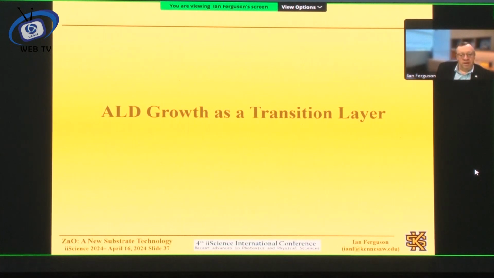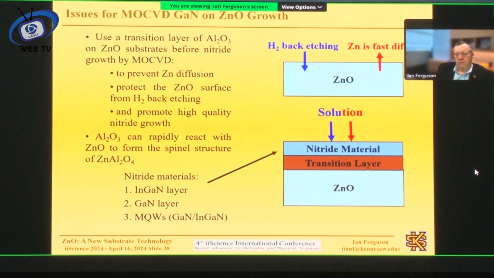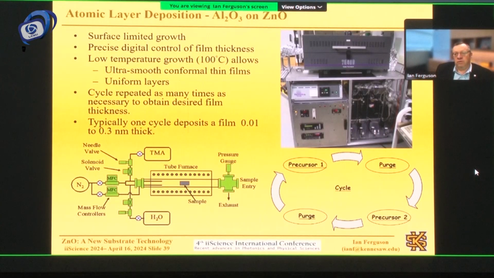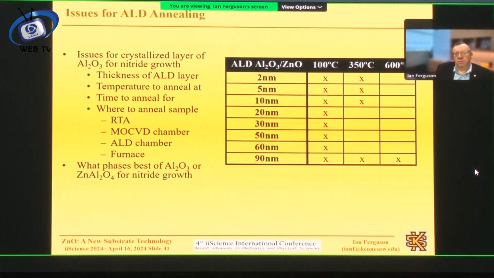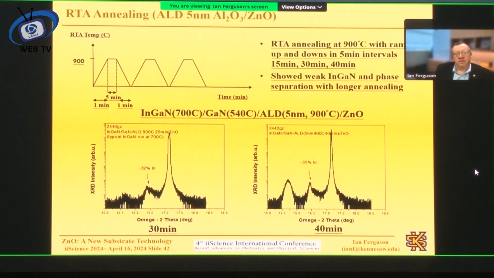We also looked at this transition layer, and rather than using gallium nitride, we also included the use of ALD of aluminum oxide, very, very thin layers of aluminum oxide between the two. This is another way of trying to stabilize the interface between the zinc oxide and the layer. This shows a simple ALD tool. We did a systematic series of work in trying to optimize this layer.